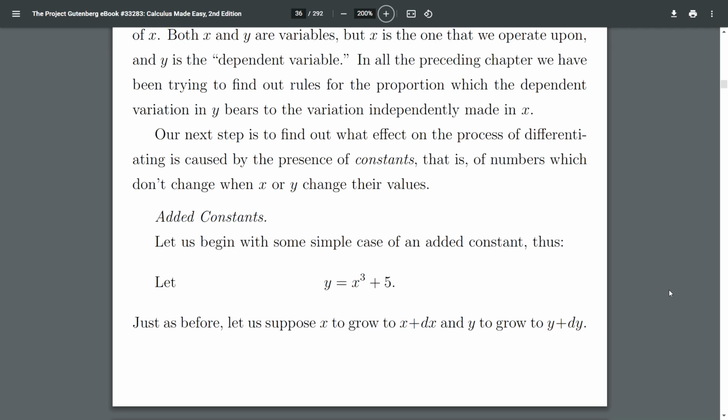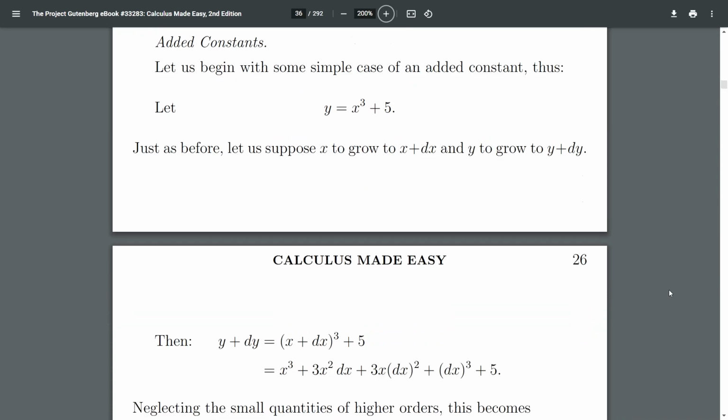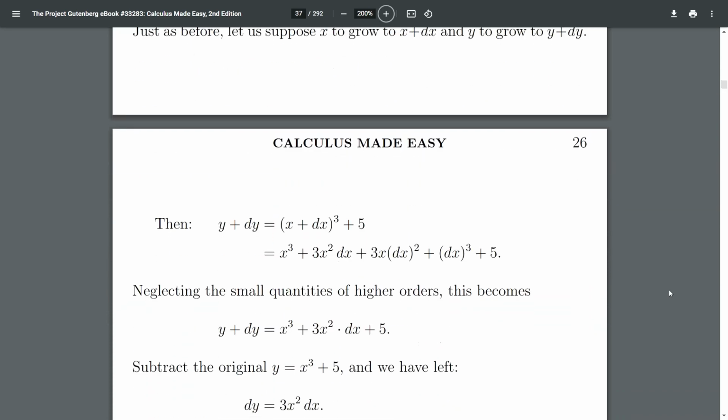Added constants. Let us begin with some simple case of an added constant. Thus, let y equal x cubed plus 5. Just as before, let us suppose x to grow to x plus dx, and y to grow to y plus dy. Then y plus dy is equal to (x plus dx) cubed plus 5, which is equal to x cubed plus 3x squared times dx plus 3x times dx squared plus dx cubed plus 5.